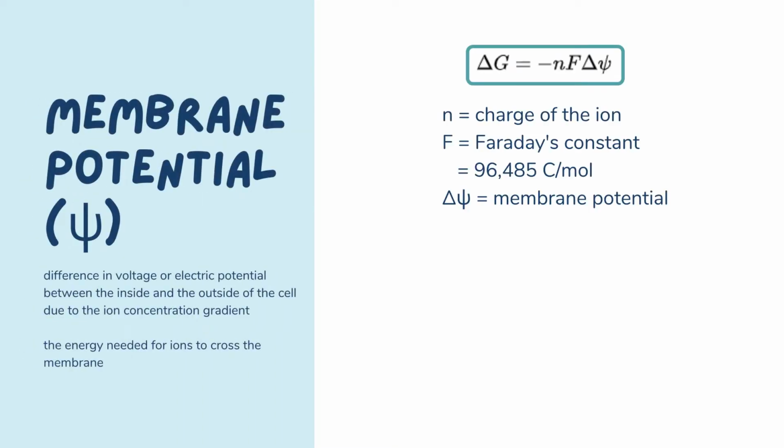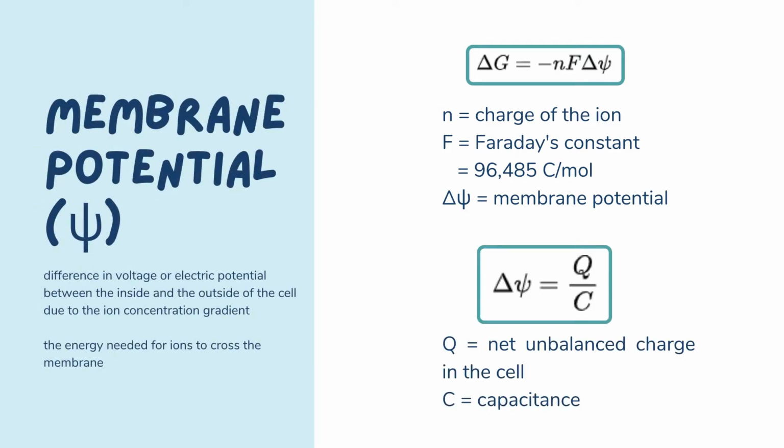Thus, the work or free energy needed to move an ion against the concentration gradient can be written in terms of the membrane potential, where delta G is equal to negative nF delta psi, where n is the charge of the ion, F is the Faraday's constant, and delta psi is the membrane potential.